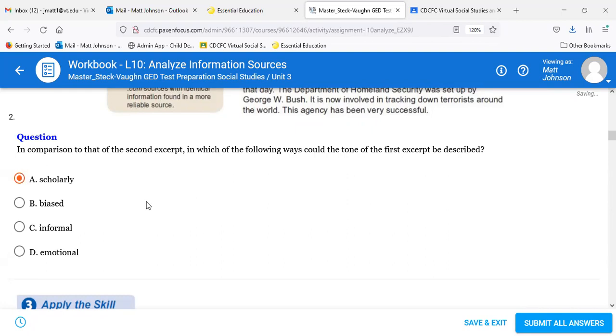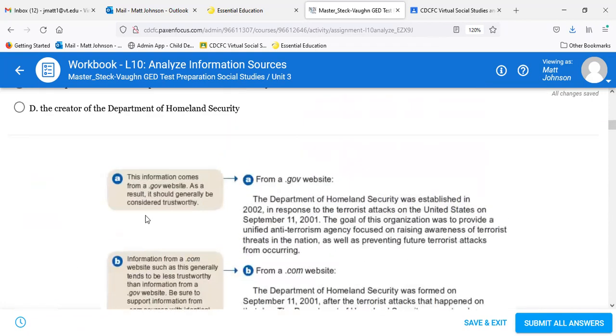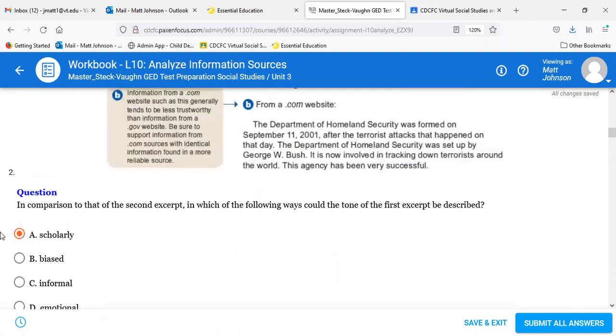It's not very biased. It's pretty straightforward information. It doesn't really say a whole lot. It just says what the goal was. So it says the goal of this organization was to provide a unified anti-terrorism agency focused on raising awareness of terrorist threats in the nation. It doesn't say it was successful, right? That might add a little bias. It was overwhelmingly successful at deterring another terrorist attack, something like that. That type of language would be biased.